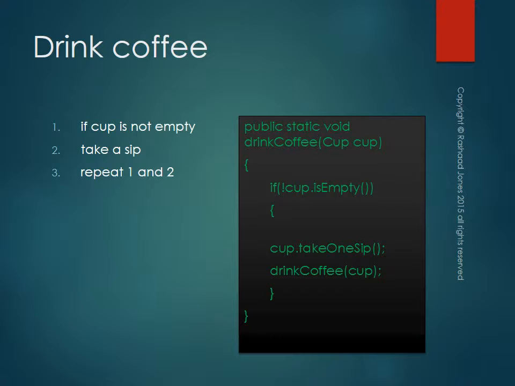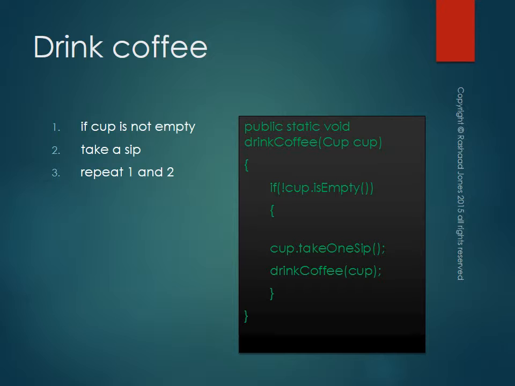The author of the book wants you to think recursively in almost any situation, and it would help to understand how recursion is done. So he has an example where he asks us to drink coffee, and this could be drink soda or water. If we're drinking these things, if the cup is not empty, then we take a sip, and then we repeat steps 1 and 2. So it's pretty straightforward, pretty simple. This is the step-by-step process on how I drink anything that's of liquid form.